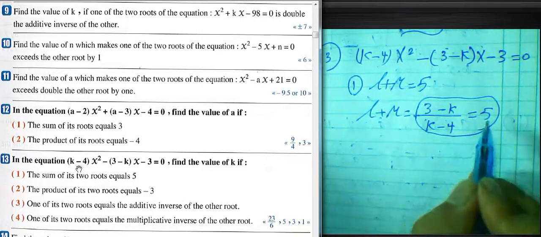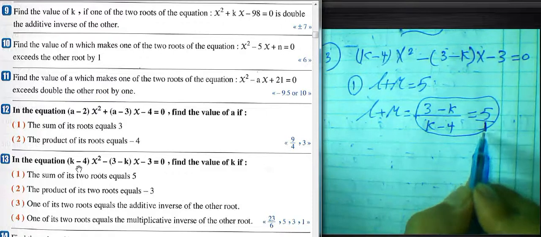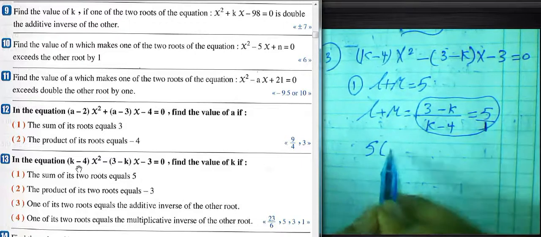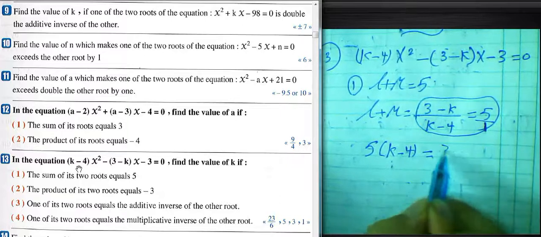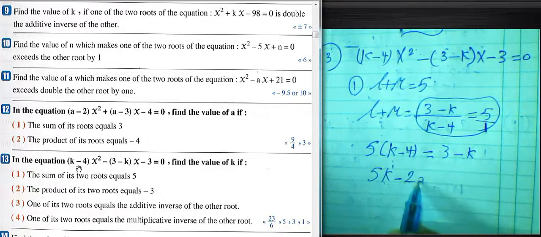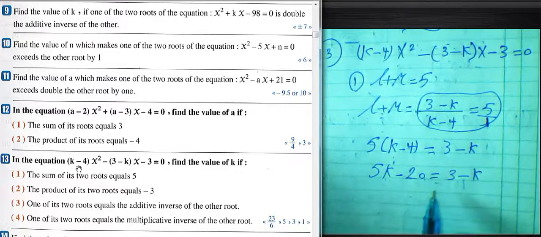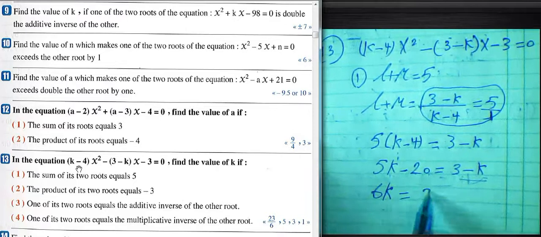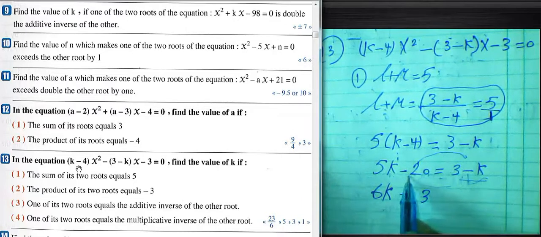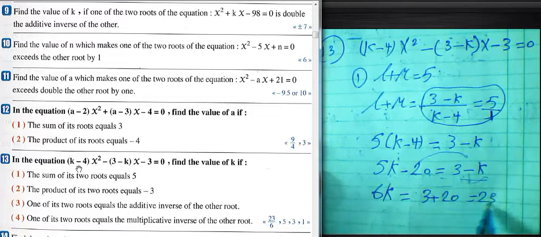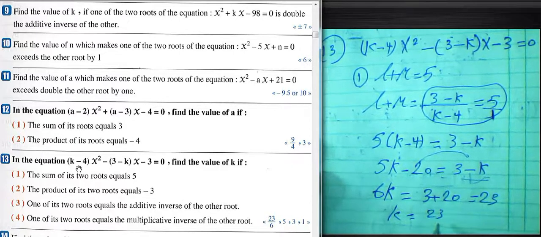We can find the product of extremes and means. We write 5 over 1 here, and 5 multiplied by its means. 5 multiplied by (k − 4) equals 1 multiplied by (3 − k). We distribute 5 over the parentheses: 5k − 20 equals 3 − k. We can move negative k to the right-hand side or left-hand side as you like. Moving it to the left-hand side, 6k equals 3, and we move the 20 here: 20 plus 3. So the result will be 23, and k equals 23 over 6.